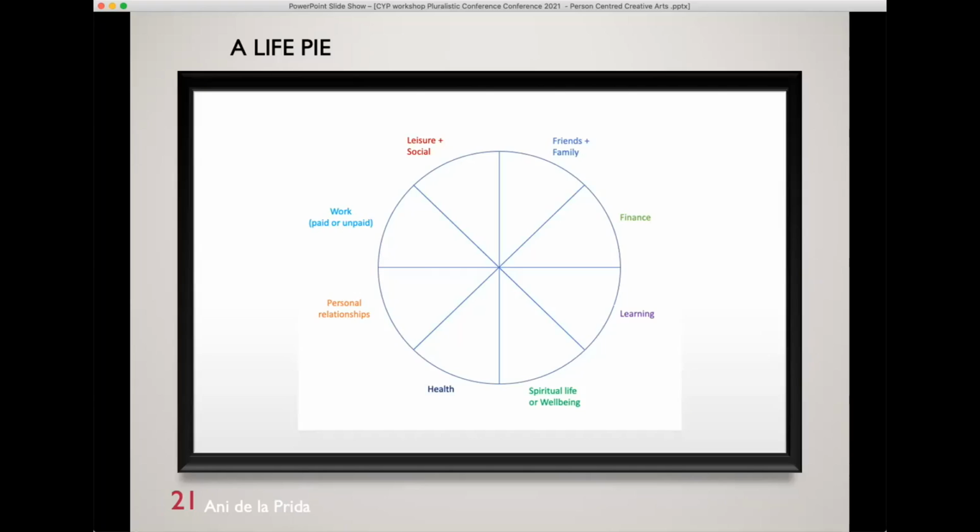So segment 1 would be friends and family. Segment 2, money, finance. Segment 3 is learning or personal development. Segment 4, spirituality, well-being. Then health.